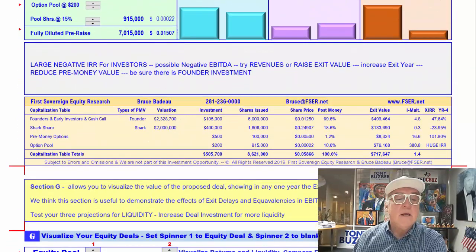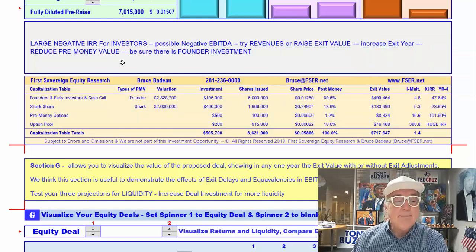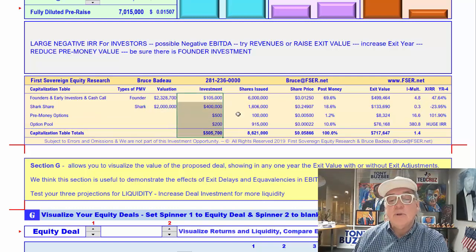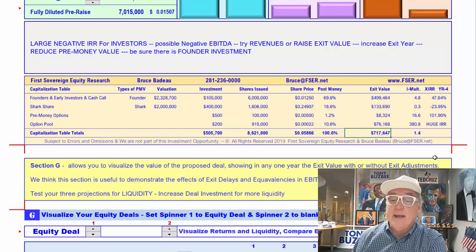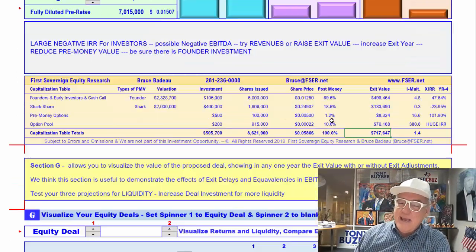25 is good enough. All right, so here we have an actual capitalization table. And a cap table simply takes the components. Got the founders, you got the shark share, got the pre-money options, and the option pool. Shows which valuation we're using, the investment, the shares issued, the price per share, and it changes. Post-money ownership. It's important too. The exit value. See, that's not a very big exit value, especially when we raised $400,000. Something bad is happening here.